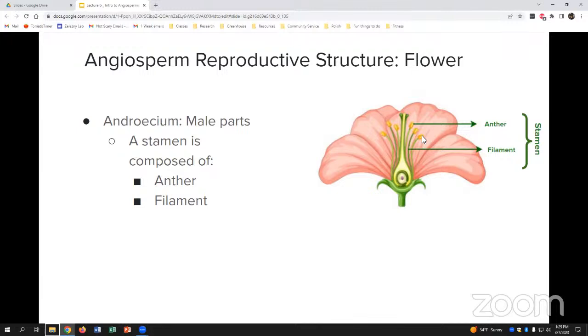Like those ones I can pull off on the flower model. And I just did pull one out. Maybe only one was blue, so it's a little floppy. Okay. So like this is our stamen. So the stick part is the filament, and then this yellow part on top is the anther.